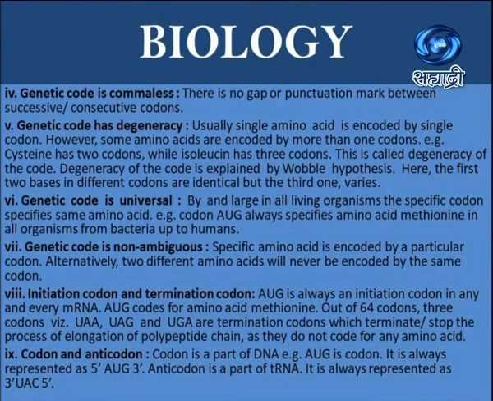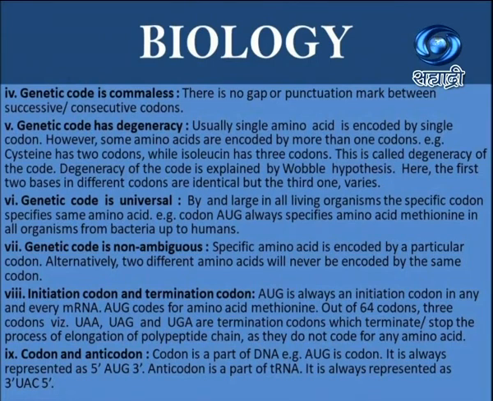Next one, initiation codon and termination codon. AUG is always an initiation codon in any and every mRNA. AUG codes for the amino acid methionine. Out of 64 codons, 3 codons, that is UAA, UAG and UGA, are termination codons, which terminate or stop the process of elongation of the polypeptide chain, as they do not code for any amino acid.